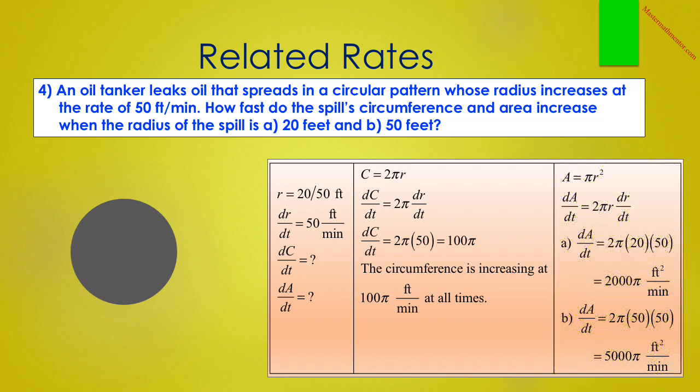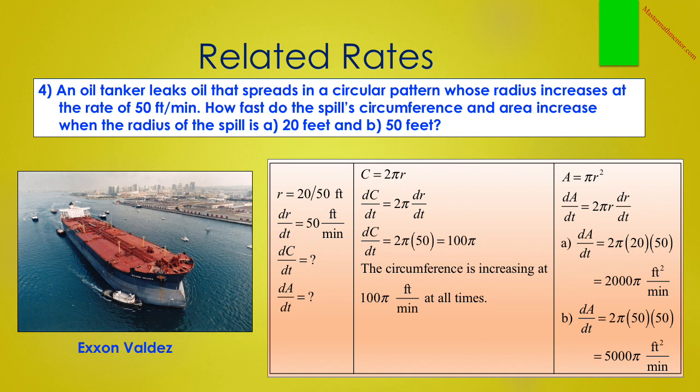The area of a circle is given by A equals pi r squared. We cannot plug in r because r is changing. Therefore, dA/dt equals 2 pi r dr/dt. So when r is equal to 20 feet, dA/dt is equal to 2 pi times 20 times 50, or 2,000 pi square feet per minute. When the radius is 50 feet, then dA/dt is equal to 2 pi times 50 times 50, or 5,000 pi square feet per minute.